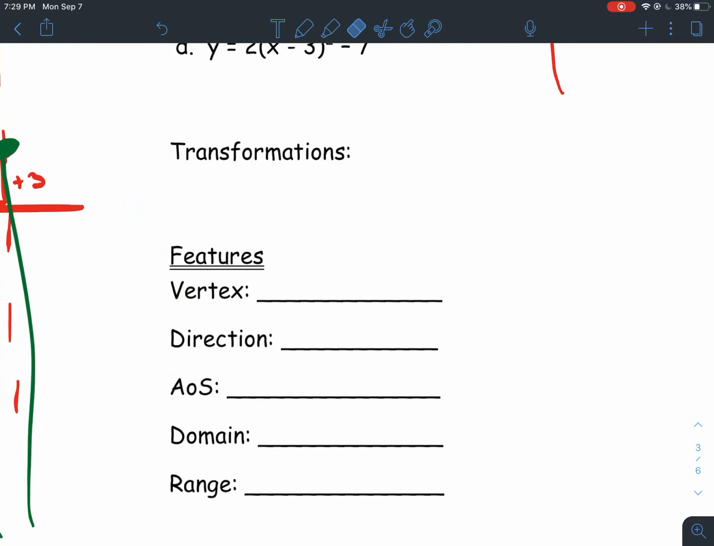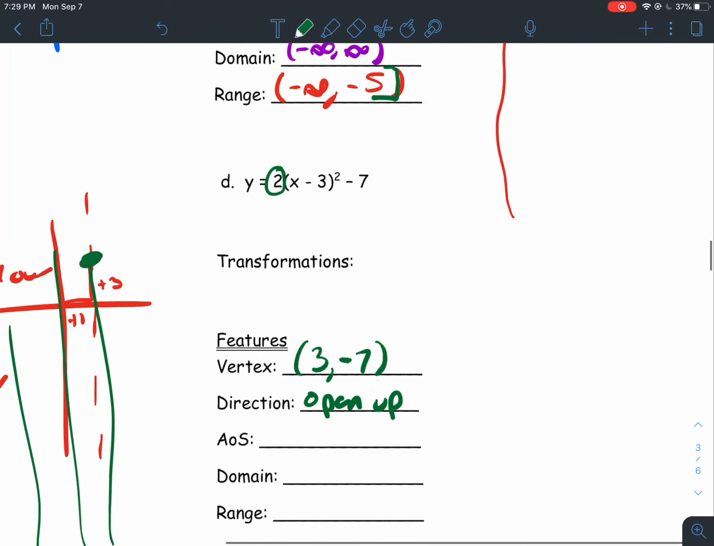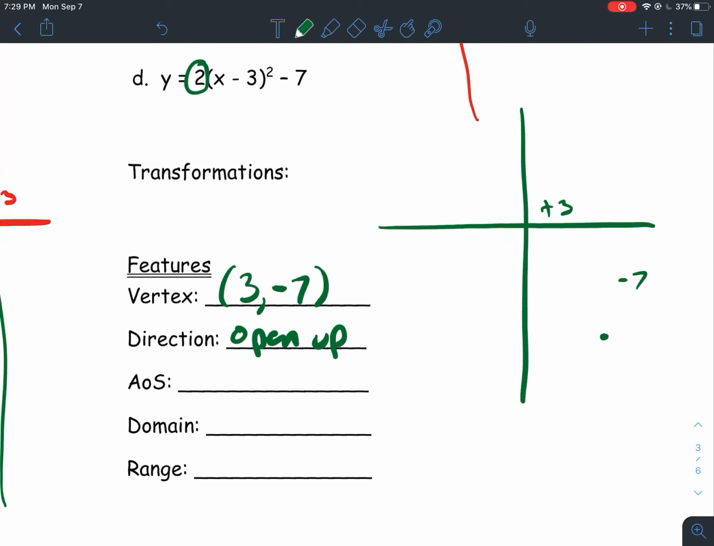All right. Next one, let me erase this terrible parabola I drew. All right. So first, let's find our vertex. 3, -7. Hopefully by now, you're figuring out at least how you find the vertex, okay? Then they want to know what direction we open up in. So if we're looking here, our A is positive, so we're going to open up. So let's go ahead, kind of do a rough graph, 3, -7, and we're going to open up.